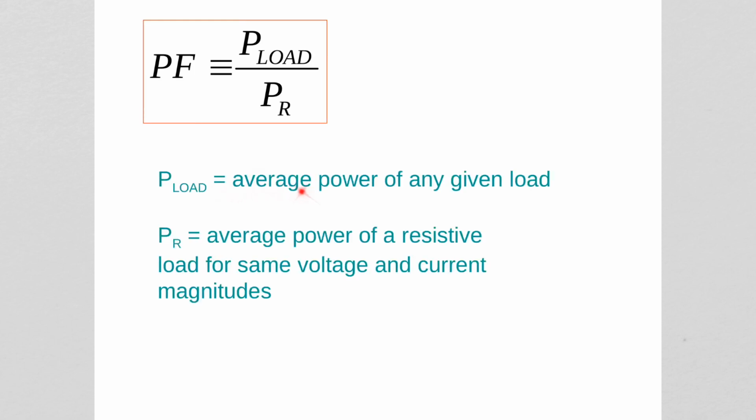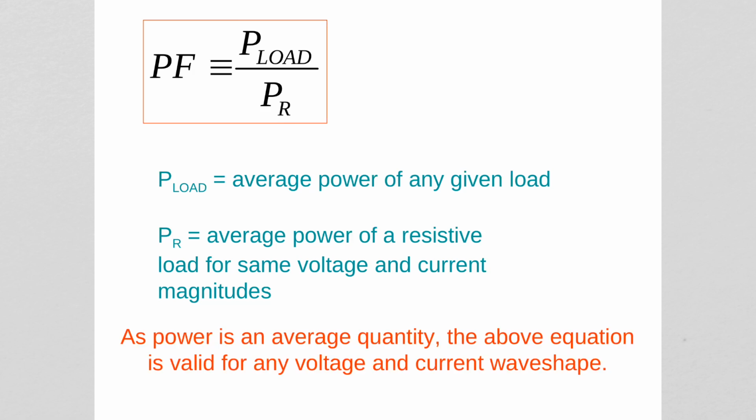So now this definition, PF, which is P load by PR. P load is the average power of any given load, and this can be measured from the voltage and current waveforms of the oscilloscope itself. PR is the average power of a resistive load for the same voltage and current magnitudes. This is the important clause there. So as power is an average quantity, this definition should be valid for any voltage and current wave shape.